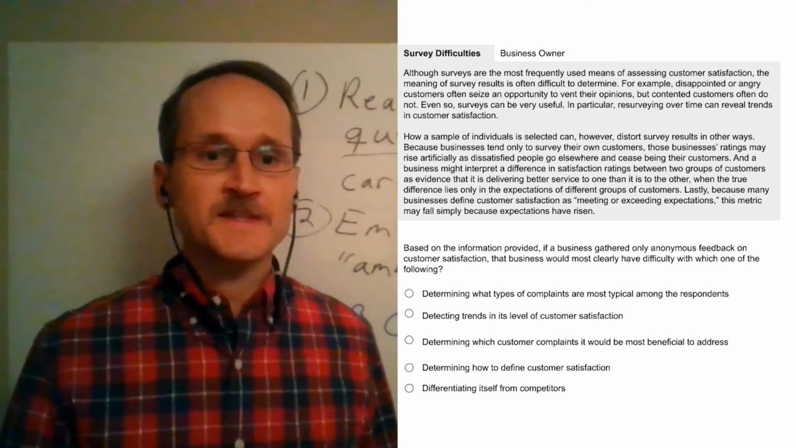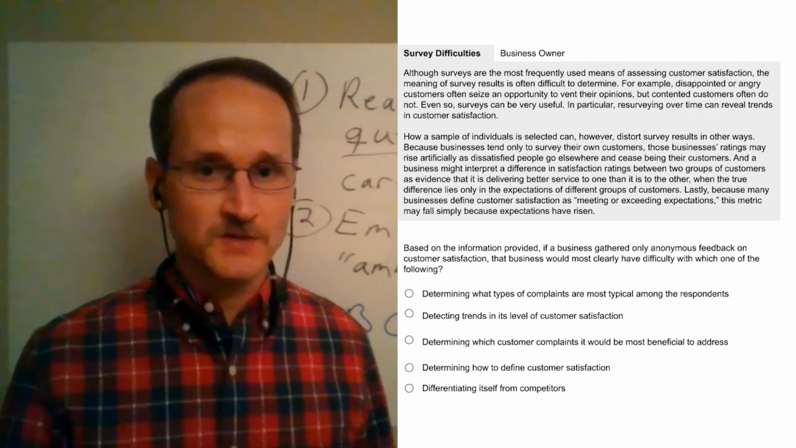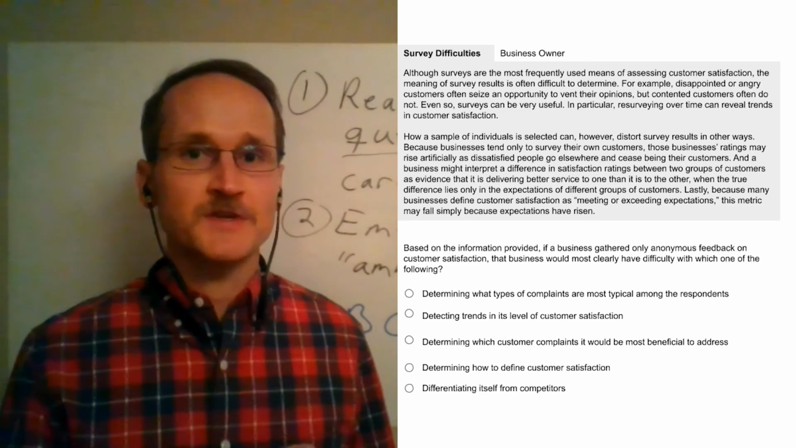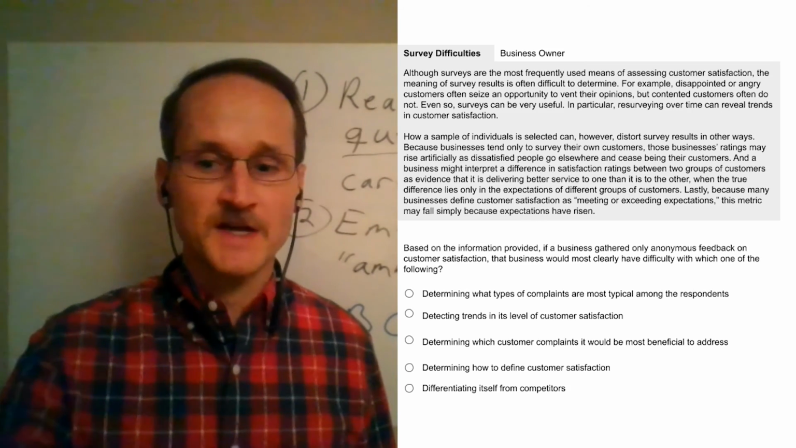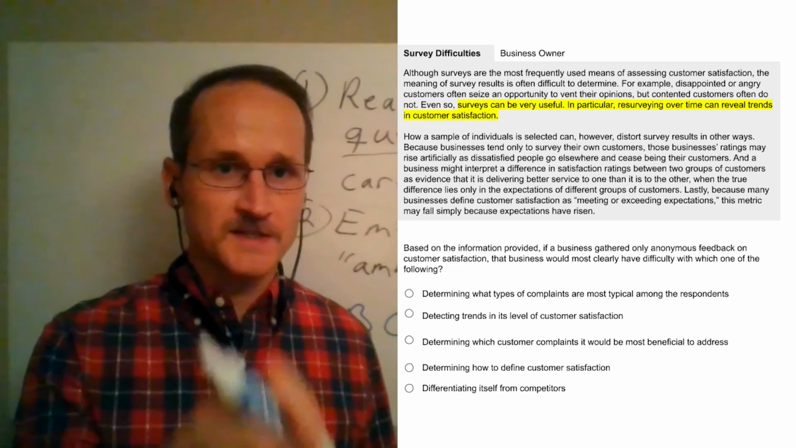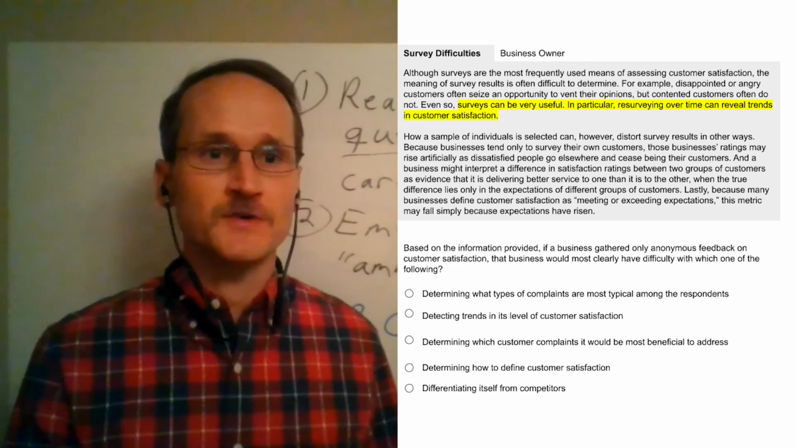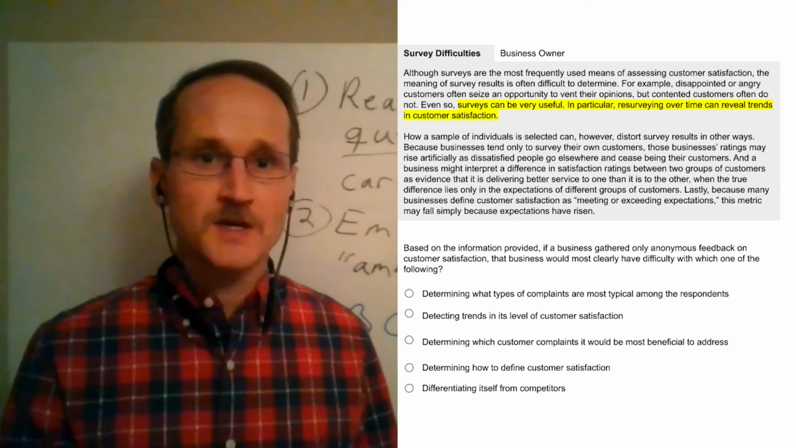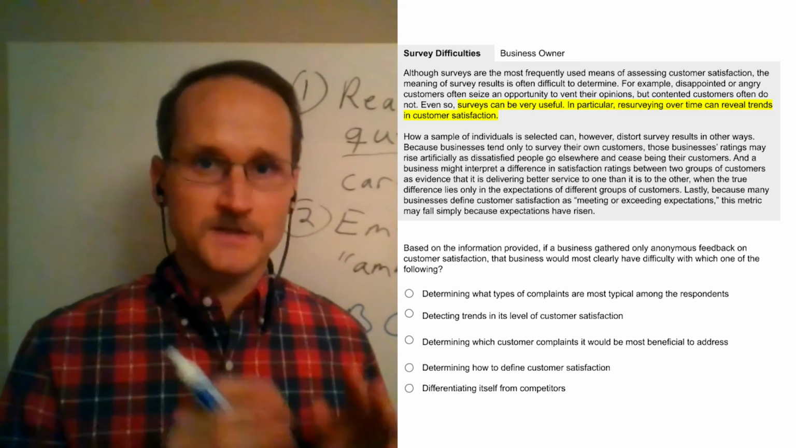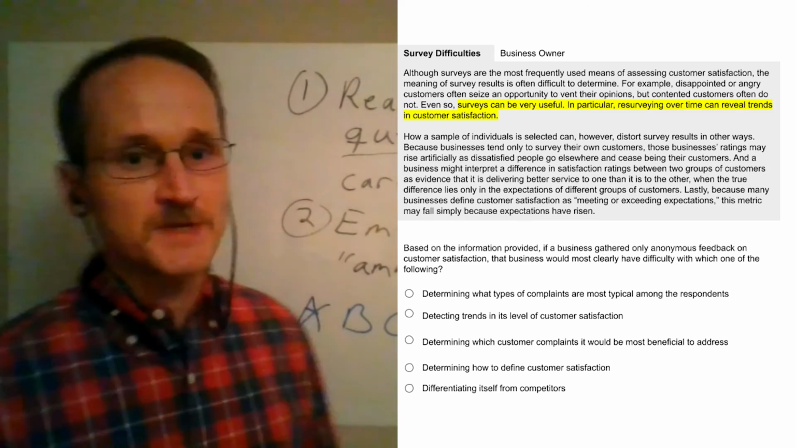Choice B, detecting trends in the business's level of customer satisfaction. Well, again, just because the feedback is anonymous doesn't mean we should have any trouble detecting trends in customer satisfaction. In fact, on the Survey Difficulties tab, it even says that surveys can be useful. In particular, resurveying over time can reveal trends in customer satisfaction. So despite the disadvantages to surveys described in this tab, it's still possible to detect trends in customer satisfaction. So B's out as well.